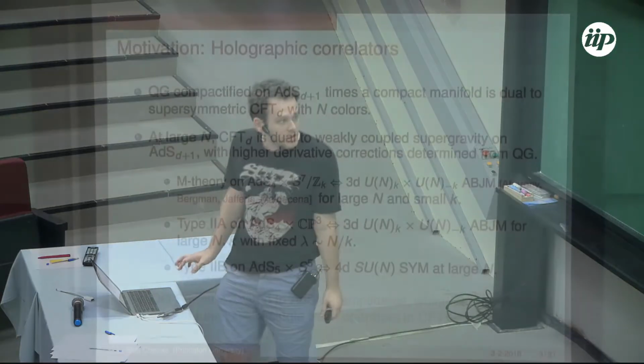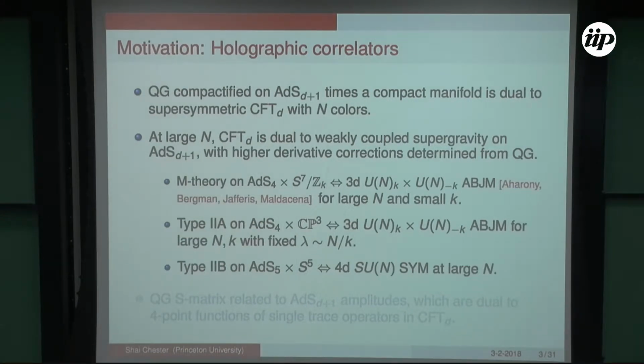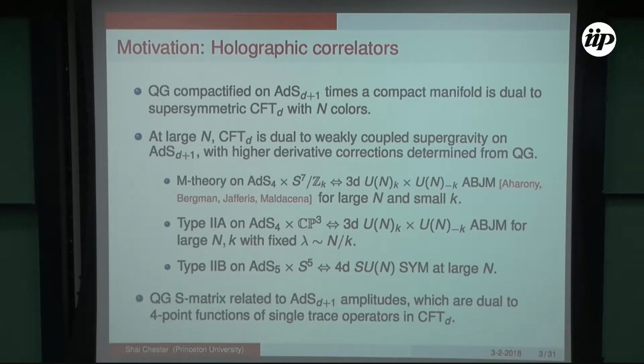The other duality is the original one, which is type IIB on AdS5 cross S5, dual to 4-dimensional SU(N) super Yang-Mills at large N. In all these cases, we're going to relate the quantum gravity S matrix to an amplitude on AdS_{D+1}, which is holographically dual to a 4-point function of single trace operators in CFT. This is just the basic statement of AdS/CFT. So we're going to be studying these single trace operators in CFT and then use AdS/CFT to relate it to these AdS amplitudes and then take a flat space limit to get these S matrices.